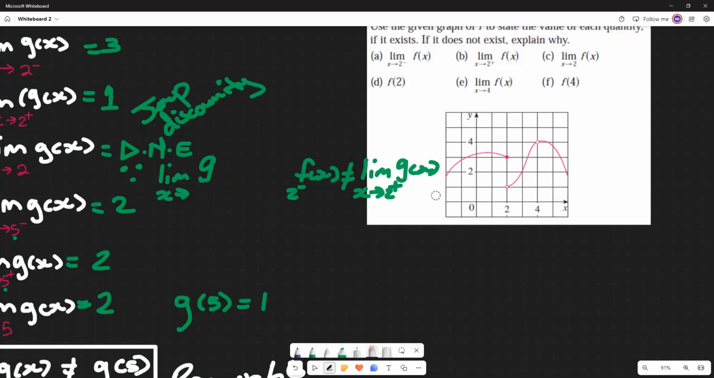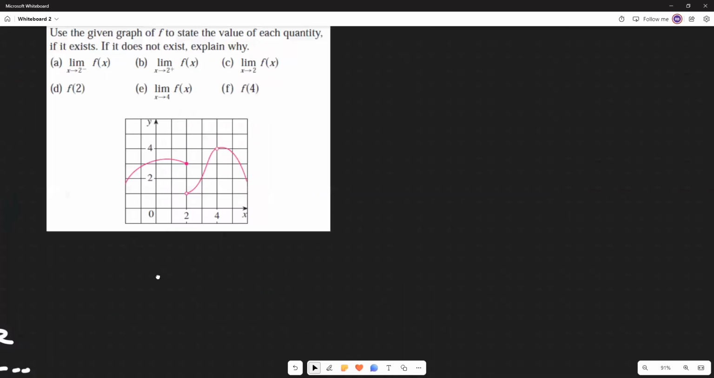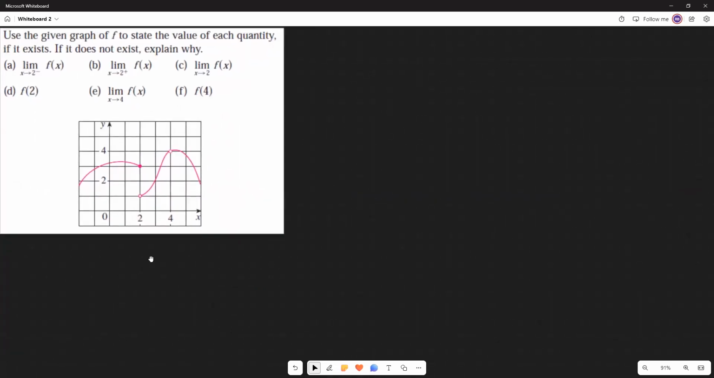Okay, now let's try the last one. Ladies and gentlemen, I advise you to pause the video and attempt this question, and then continue to see how you understood the first part of this lesson. Okay, now let's answer A. On A, they say use the given graph of f to state the value of each quantity if it exists. If it does not exist, explain why.